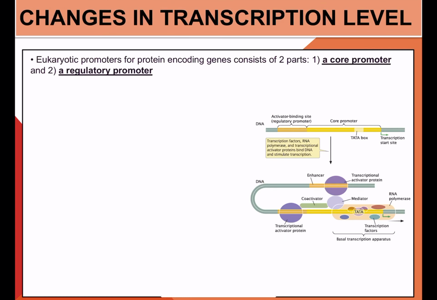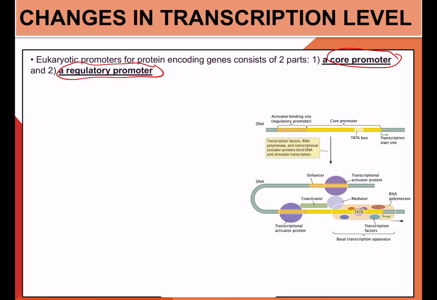All right. So what about changes at the transcription level? What can affect gene expression there? Remember that from our transcription chapter, we learned that many protein factors have to bind to the promoter sequence of DNA in order to initiate transcription. Well, it turns out that there are two parts to the promoter region. Just like how we have structural gene versus regulatory gene, we have two different promoters. One is called the core promoter. The other is called the regulatory promoter.